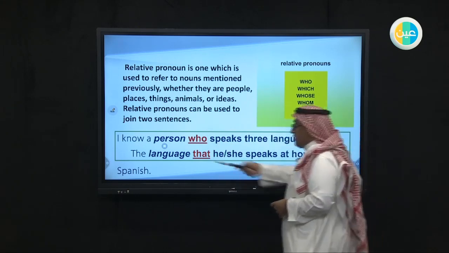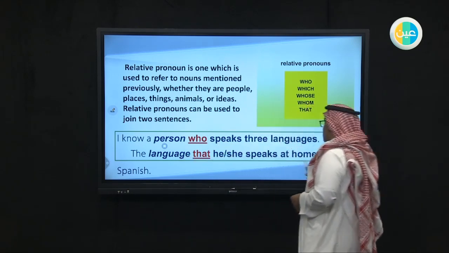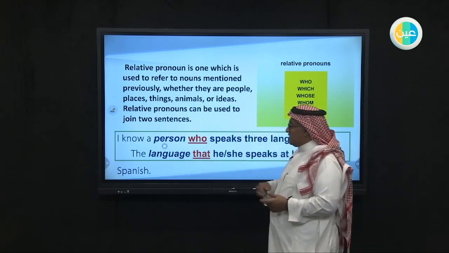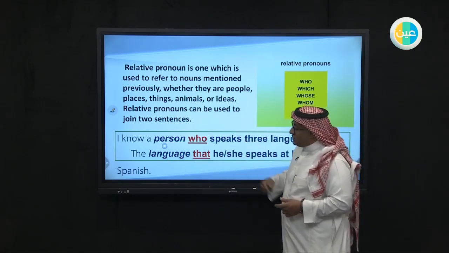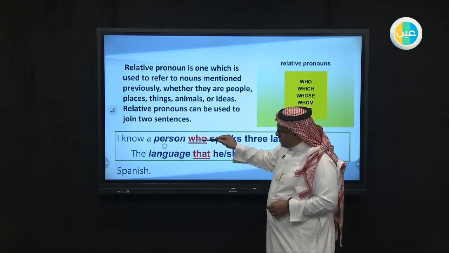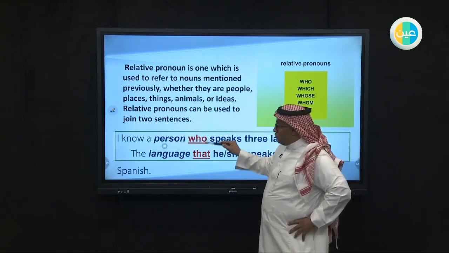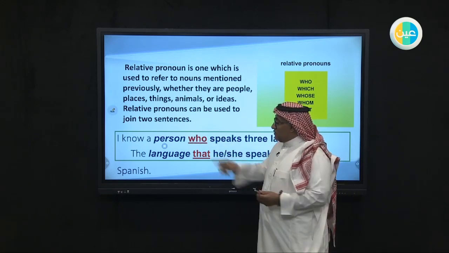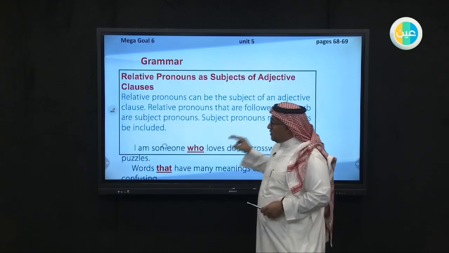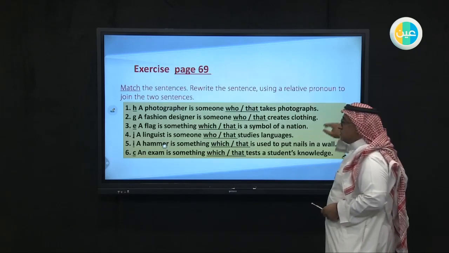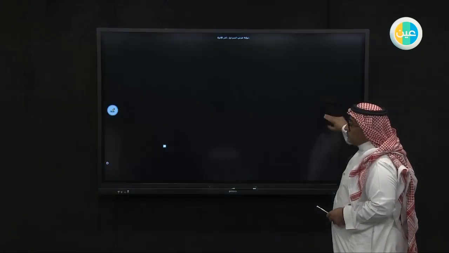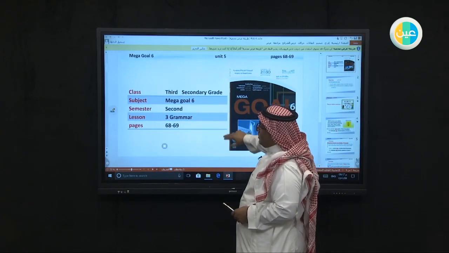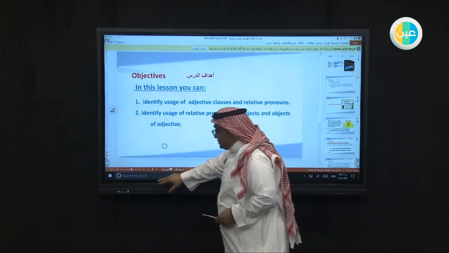Okay, the language that he or she speaks at home is Spanish. The language that. So what do you think? What is the difference between the first sentence and the second sentence? Why do we use who and why do we use that? Who, because it's preceded by a noun.